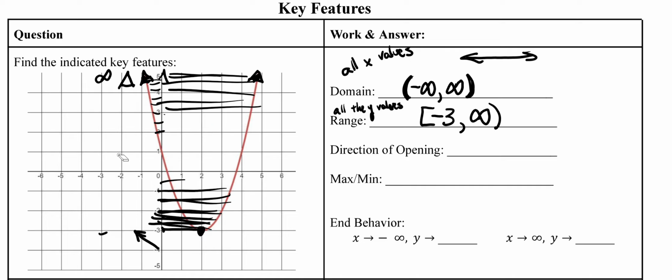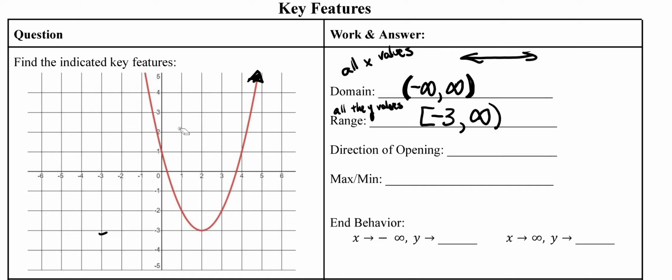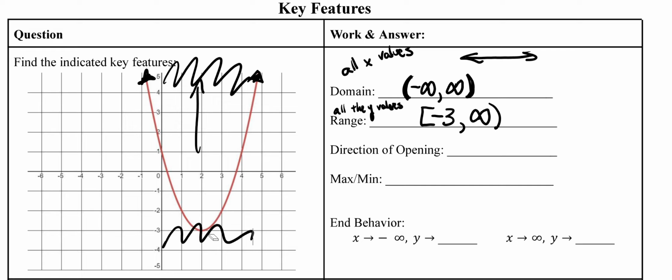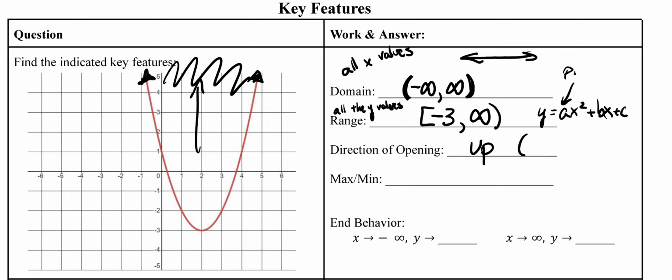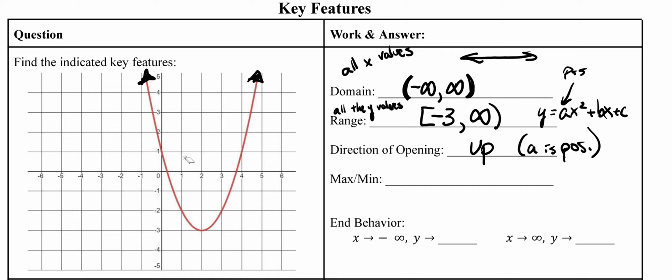Now, the direction of opening, this graph opens up. You can see it's open up here. It's not open down here. And so the direction of opening is just up, which would indicate that for the equation y or f of x equals ax squared plus bx plus c, a is positive.